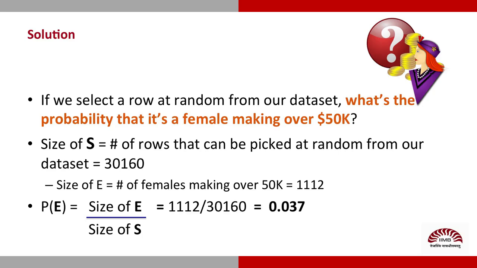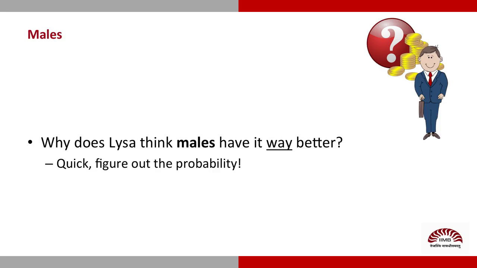If we select a row at random from our data set, the probability that it's a female making over $50K is given by 1112 over 30160, which is equal to 0.037 or 3.7%. Males have it way better. You might be thinking it's so unfair, but there's one fact we must observe.